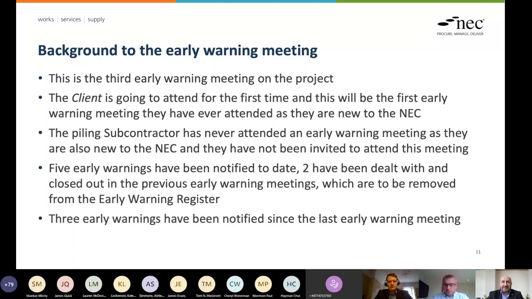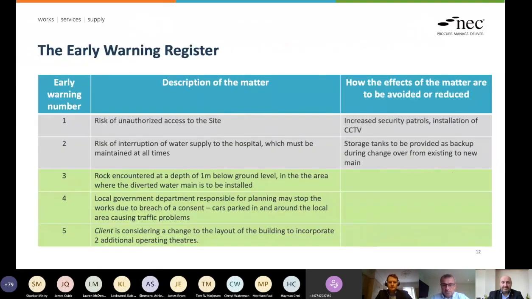Five early warnings have been notified to date, which we'll see in a minute. Two have been dealt with in previous meetings and closed out, which are to be removed from the early warning register, leaving three which have been notified since the last early warning meeting. And it's these three that we're going to be talking about in this meeting. So here's the register.